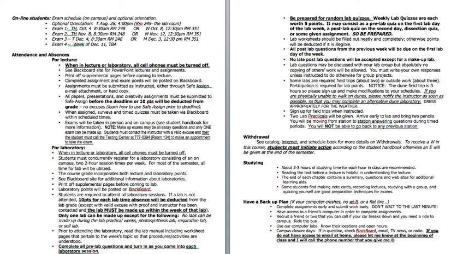As far as studying goes, it's going to be about 2 to 3 hours of study time for each hour in class. I will tell you that your best way to do well on this is to make sure you attend the labs, that you listen to the lectures, that you read the text, and that you answer the objective questions. I make the test from those objective questions. So you might want to make note cards. You might want to listen to the lecture recordings that are available to you.